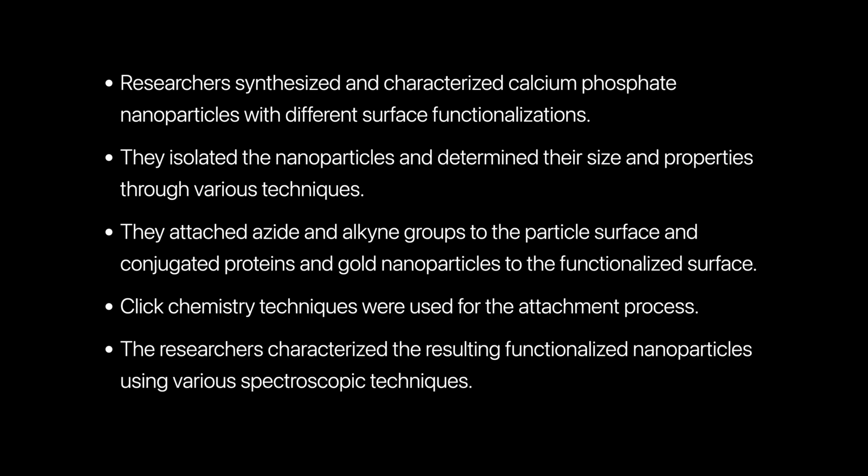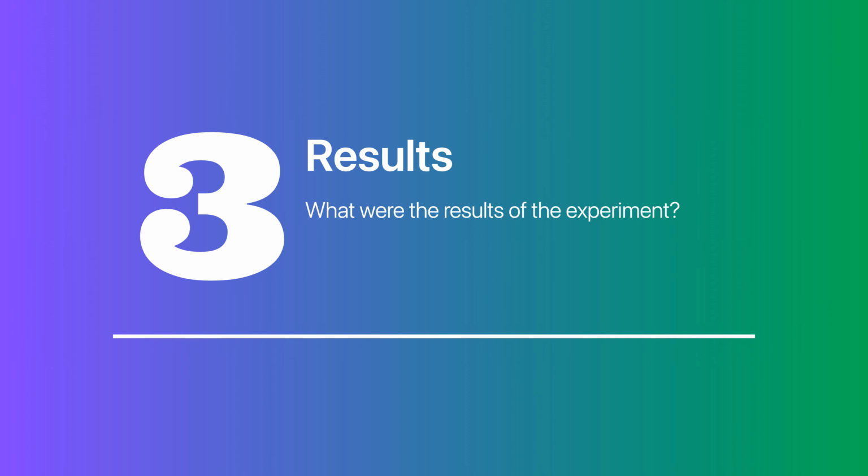The researchers used various reagents and instruments to synthesize and characterize calcium phosphate nanoparticles with different surface functionalizations. They used centrifugation and purification techniques to isolate the nanoparticles and determine their size and properties through DLS, SEM, XRD, UV-Vis spectroscopy, and EDX. They also attached azide and alkyne groups to the particle surface and conjugated proteins and gold nanoparticles to the functionalized surface using click chemistry techniques. The researchers characterized the resulting functionalized nanoparticles using various spectroscopic techniques.